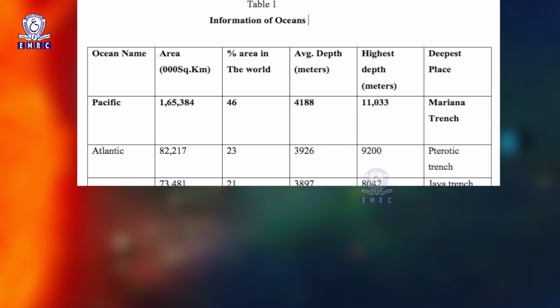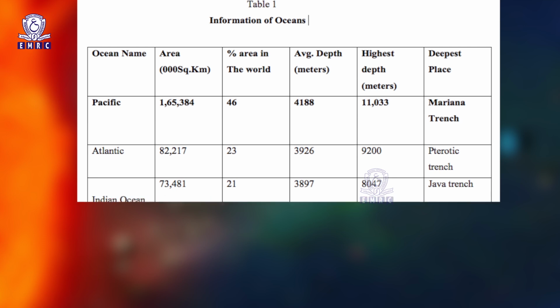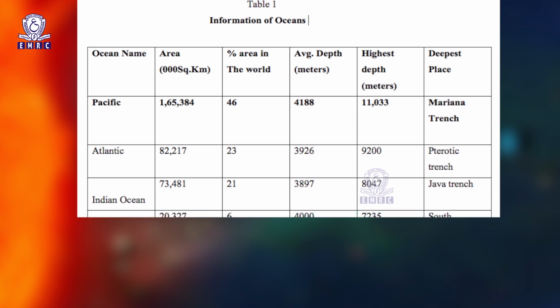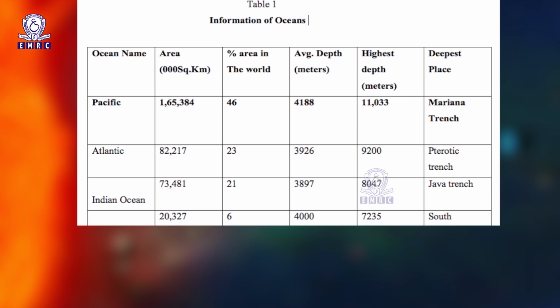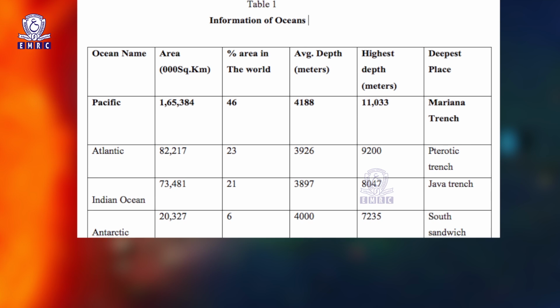The Atlantic Ocean covers 23% of the ocean area of the world. The average depth of the Atlantic Ocean is 3926 meters and the highest depth is 9200 meters. The Puerto Rico Trench is the deepest place in the Atlantic Ocean. The Indian Ocean covers 21% of the world ocean area. The average depth is 3897 meters and the highest depth is 8047 meters. The deepest place in the Indian Ocean is the Java Trench.